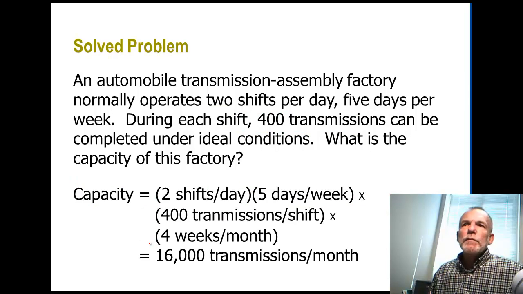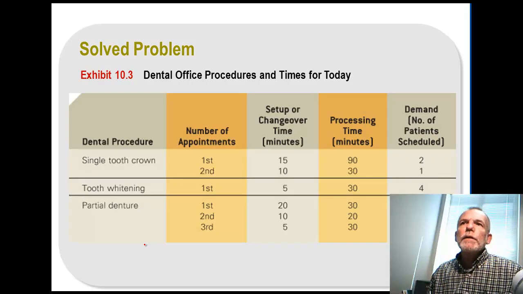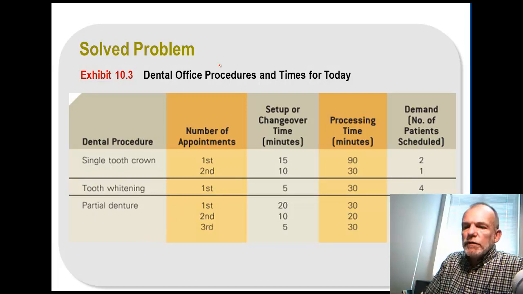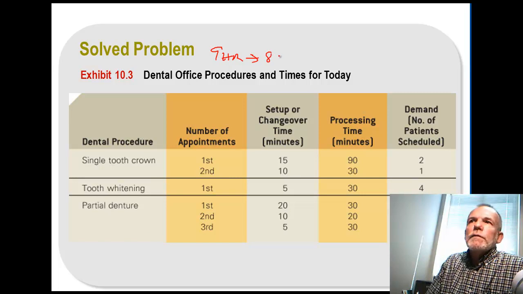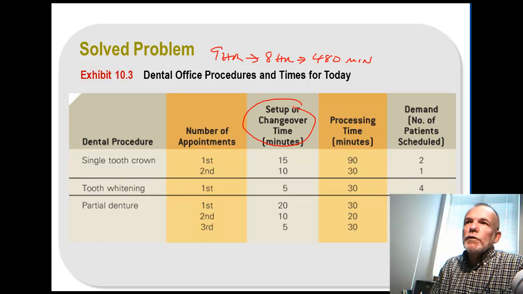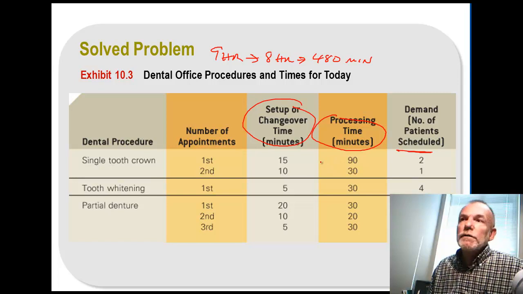And let's go to the second problem from this first part. It's a solved problem from the chapter on a dental office. The dental office is open 9 hours a day, but they have an hour for lunch, so they effectively operate 8 hours a day, or 480 minutes. And we can see for some number of appointments, and then for each appointment there's both the time that it takes to get ready to do the procedure and the procedural time itself and how many people are scheduled. And we're assuming the problem statement says the dentist is doing all this work himself or herself.